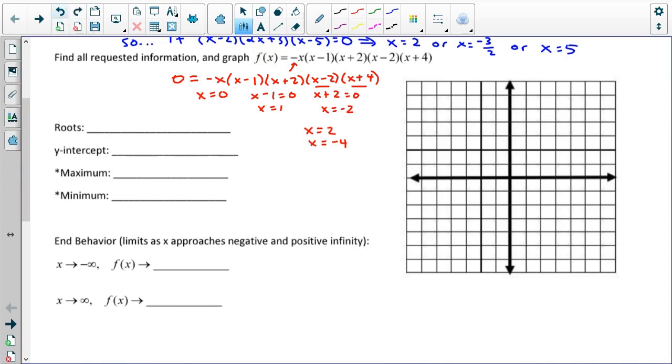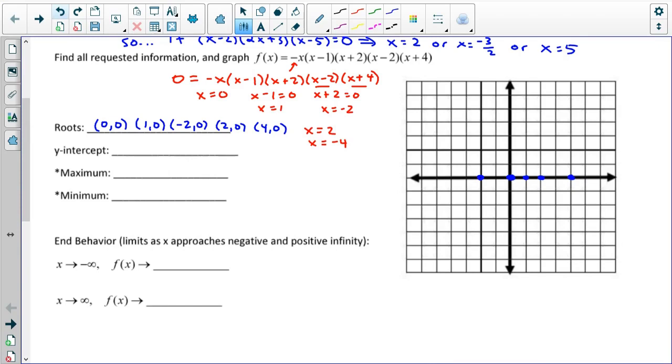And so if that's the case, that means that I know all 5 of my roots. I have 5 roots in this problem. I have a root at x equals 0. I have a root at x equals 1. I have a root at x equals negative 2. I have a root at x equals 2. And I have a root at x equals negative 4. So I can put all of those things on my graph. So I know I have (0, 0), (1, 0), (negative 2, 0), (2, 0), and (negative 4, 0). All of those points intersect my graph.